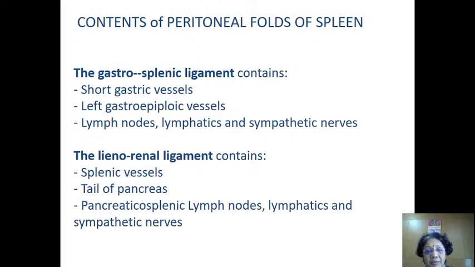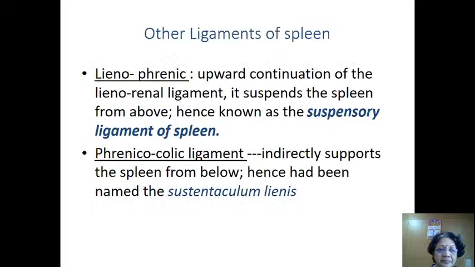Very important ligament, because if we are going to disturb it for any reason by doing any operation or any exploration in the left hypochondrium, we must not disturb the supplies to other structures. So remember the contents. Then you have the lienorenal ligament, which contains the splenic vessels, the tail of the pancreas, again important, especially if you are trying to do a pancreatic surgery and trying to remove all pancreatic tissue. You must remember there is tissue very close to the hilum of the spleen. Then you have a bunch of nodes called the pancreatico-splenic lymph nodes, and their lymphatics and sympathetic nerves.